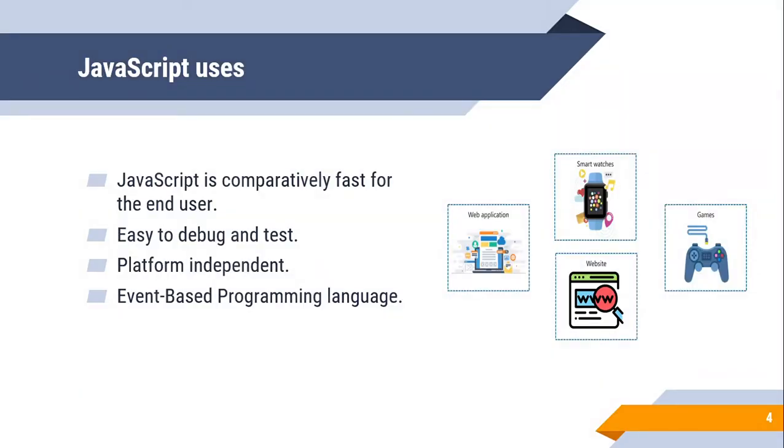JavaScript is a logic-based programming language that can be used to modify website content and make it behave in different ways in response to user action. It is used for web development, web applications, game development, and lots more. It allows implementing dynamic features on the web page that cannot be done with early HTML and CSS. JavaScript is used because it is comparatively fast for the end user, easy to debug and test, platform independent, and an event-based programming language.